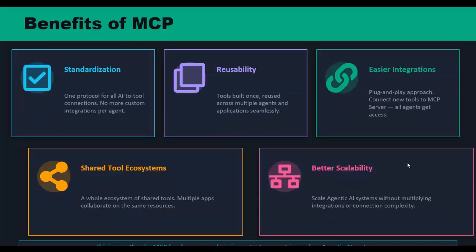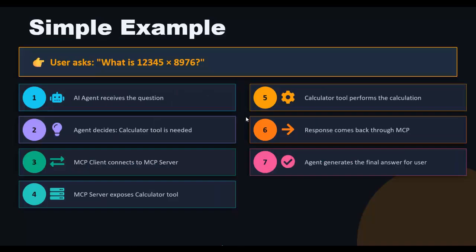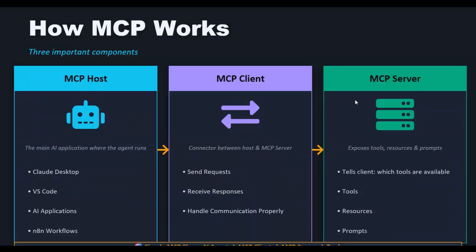Now here you can see some of the benefits of using MCP. First, standardization: one protocol for all AI to tool connections. No more custom integrations per agent required. Second, reusability: tools built once are reused across multiple agents and applications seamlessly, right? That you can understand through this architecture.